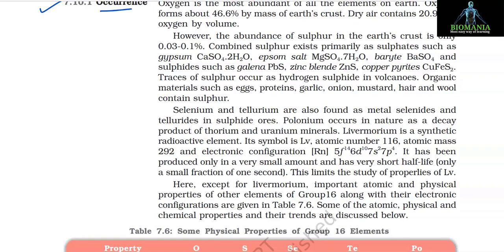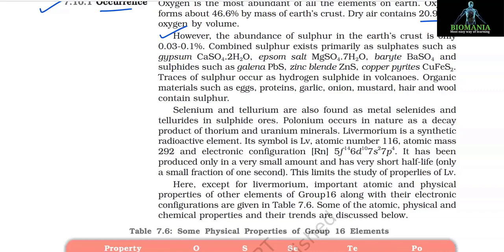7.10.1 Occurrence. Oxygen is the most abundant of all the elements on Earth. Oxygen forms 46.6% by mass of Earth's crust. Dry air contains 20.946% oxygen by volume. However, the abundance of sulfur in the Earth's crust is only 0.03 to 0.1%.